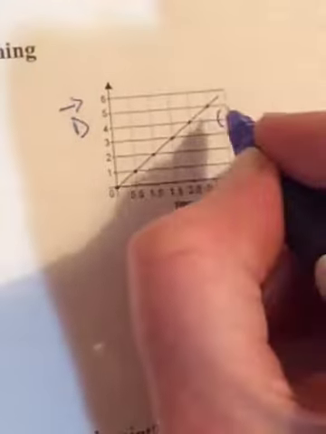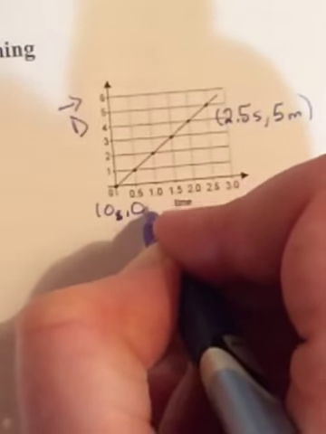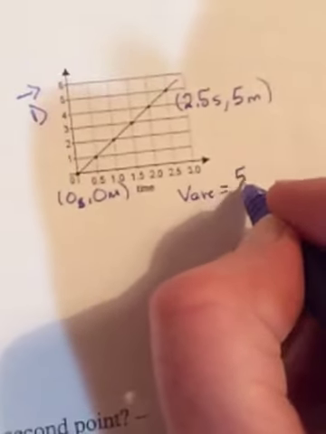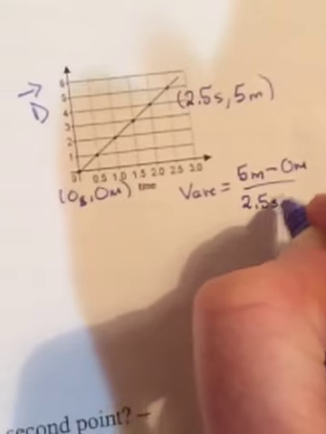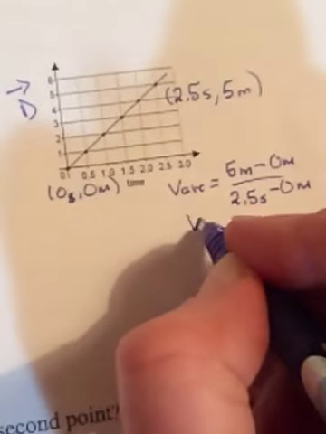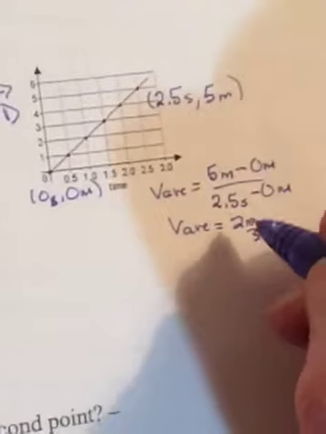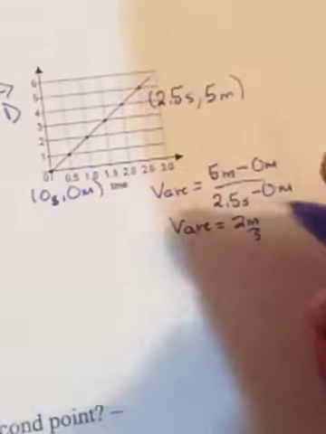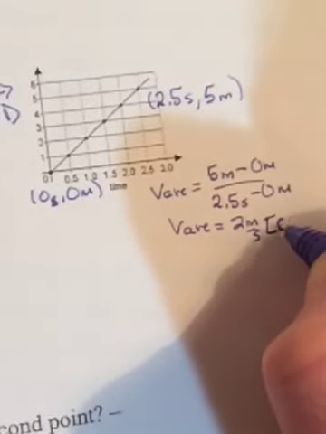So if I pick this one, which is 2.5 seconds and 5 meters, and I pick the 0, 0 one, so 0 seconds, 0 meters, and I do my slope, which is final displacement minus initial over final time minus initial, I get 2 meters per second. The slope tells me the speed of the object and what direction. So the size of the slope, or the magnitude, will be how fast the object is going, and whether the slope is positive or negative will tell me if it is going east or west or north or south.